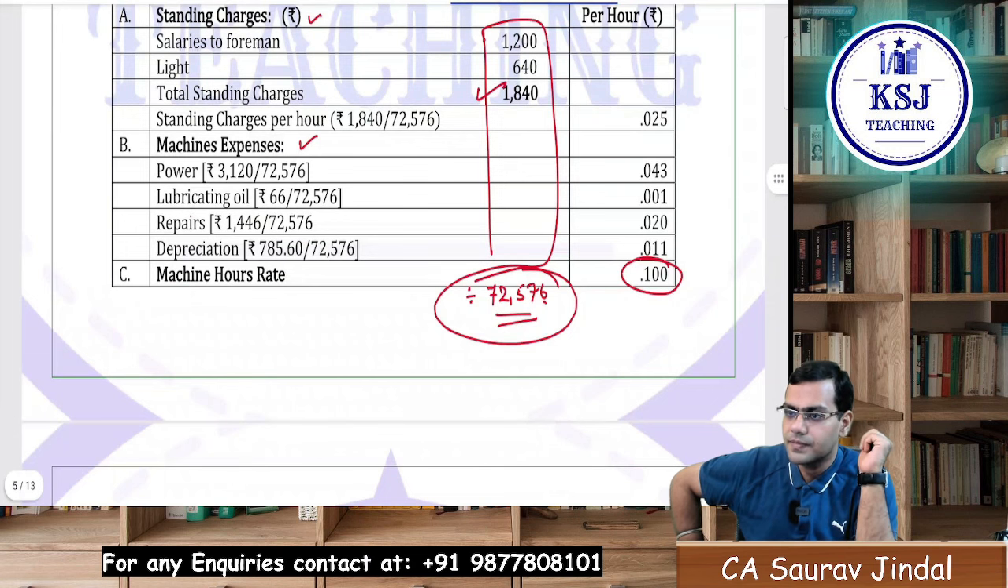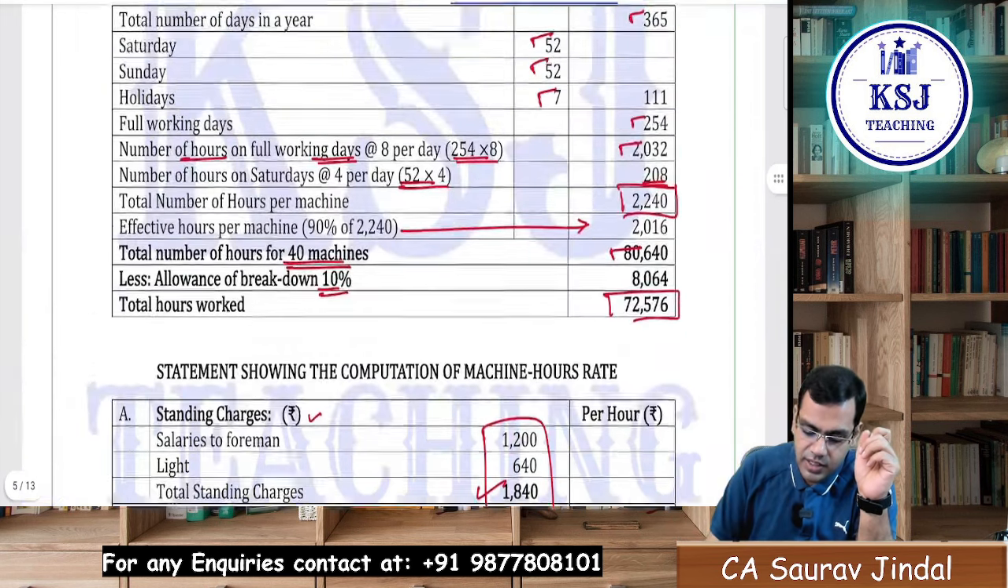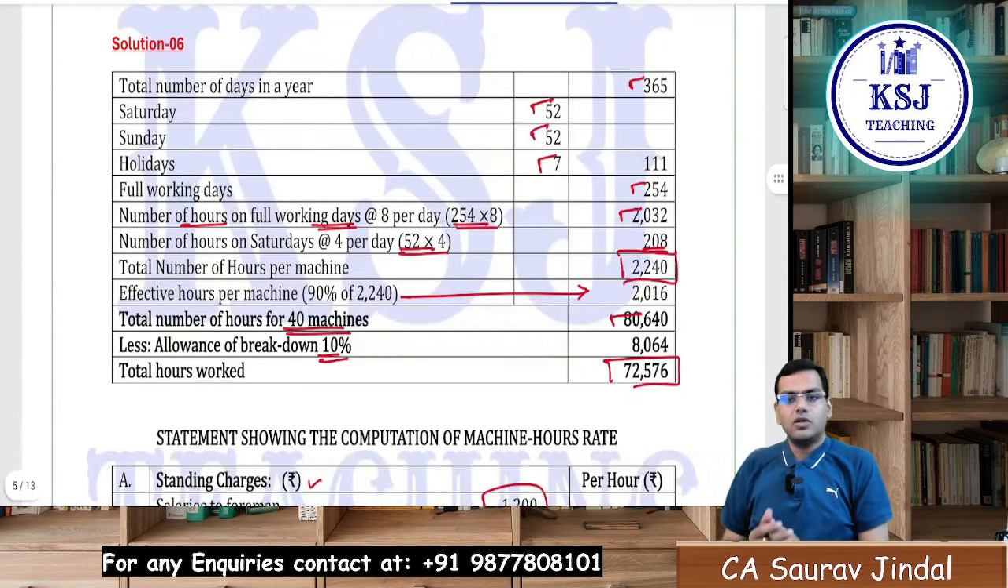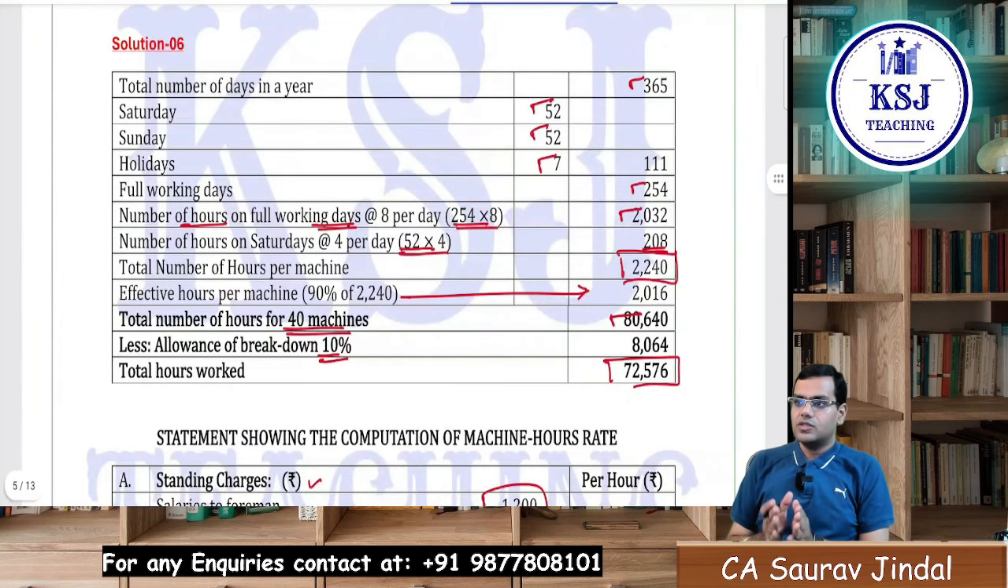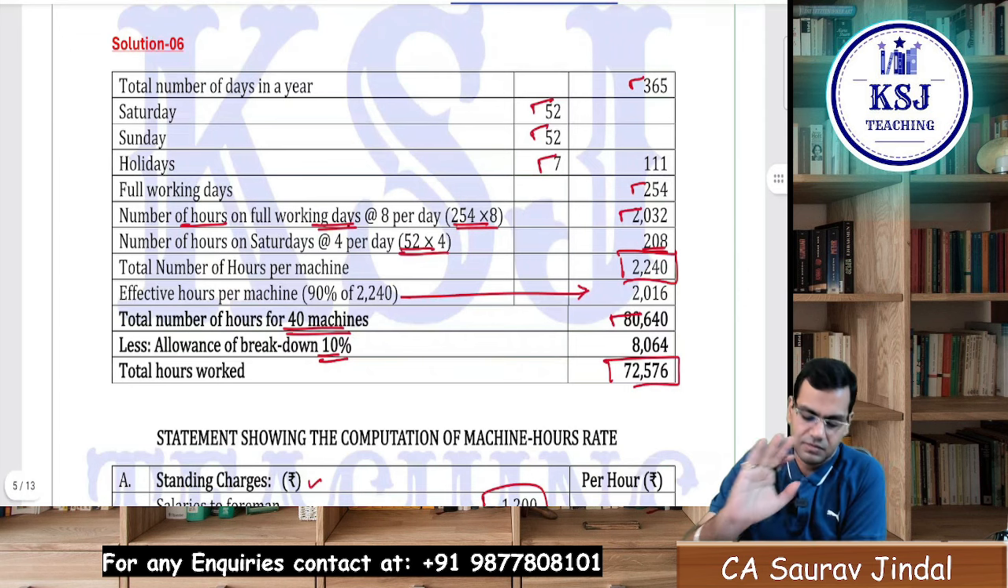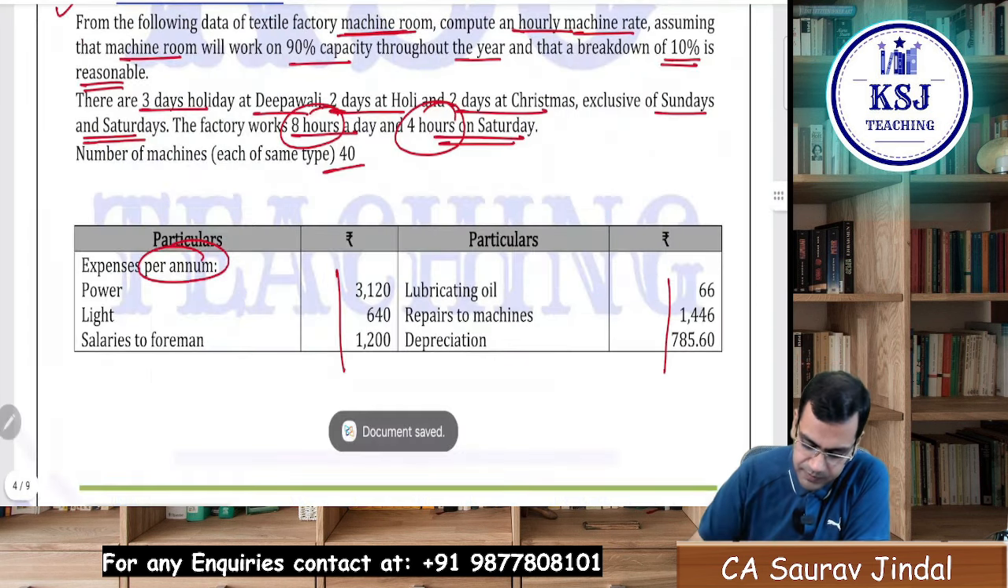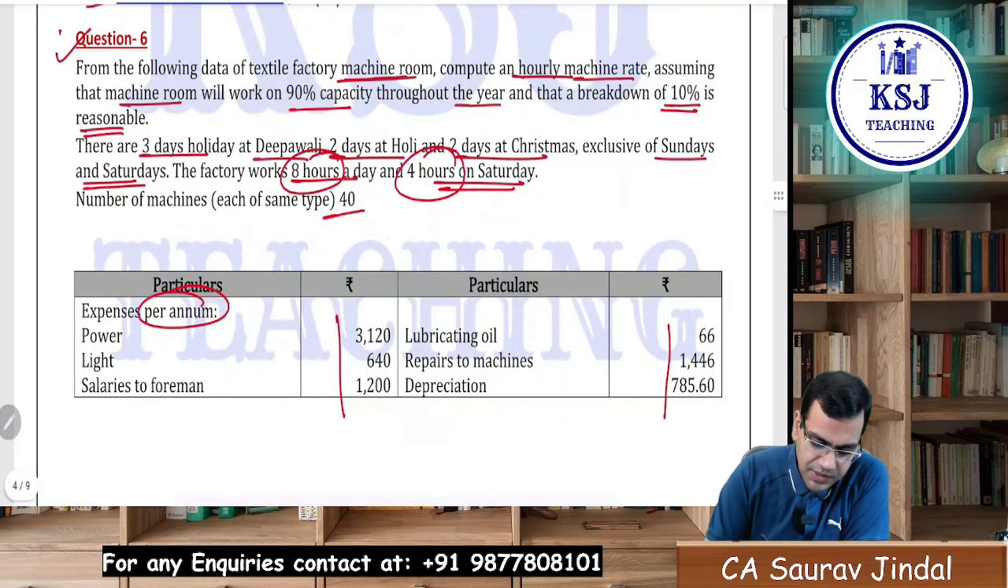Clear? Any doubts in this particular thing? I hope it is absolutely clear. In this particular question, the important part was the calculation of the effective machine hours. Again, this question is one of the questions asked by the ICAI. I don't know whether it was a particular PVQ or RTP somewhere, but this question is from the ICAI material only. So I'm saying mark all the questions as important.